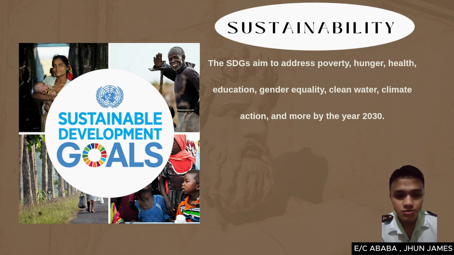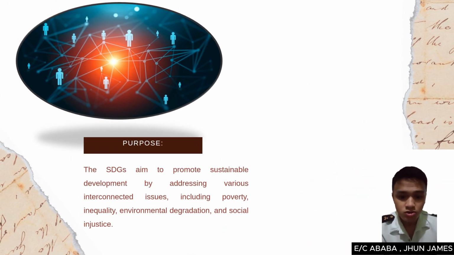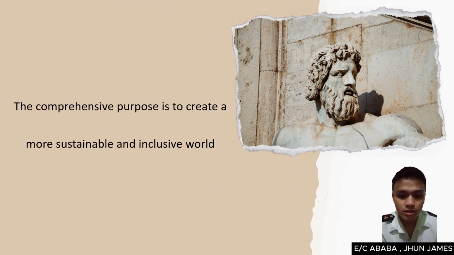The adoption of the SDGs marks a global commitment to a more sustainable and equitable future. To explain it briefly, the purpose of Sustainable Development Goals is sustainability, or to sustain, which means that the SDGs aim to promote sustainable development by addressing various interconnected issues, including poverty, inequality, environmental degradation, and social injustice. The comprehensive purpose is to create a more sustainable and inclusive world where economic, social, and environmental progress occurs in harmony, ensuring a better quality of life for current and future generations.